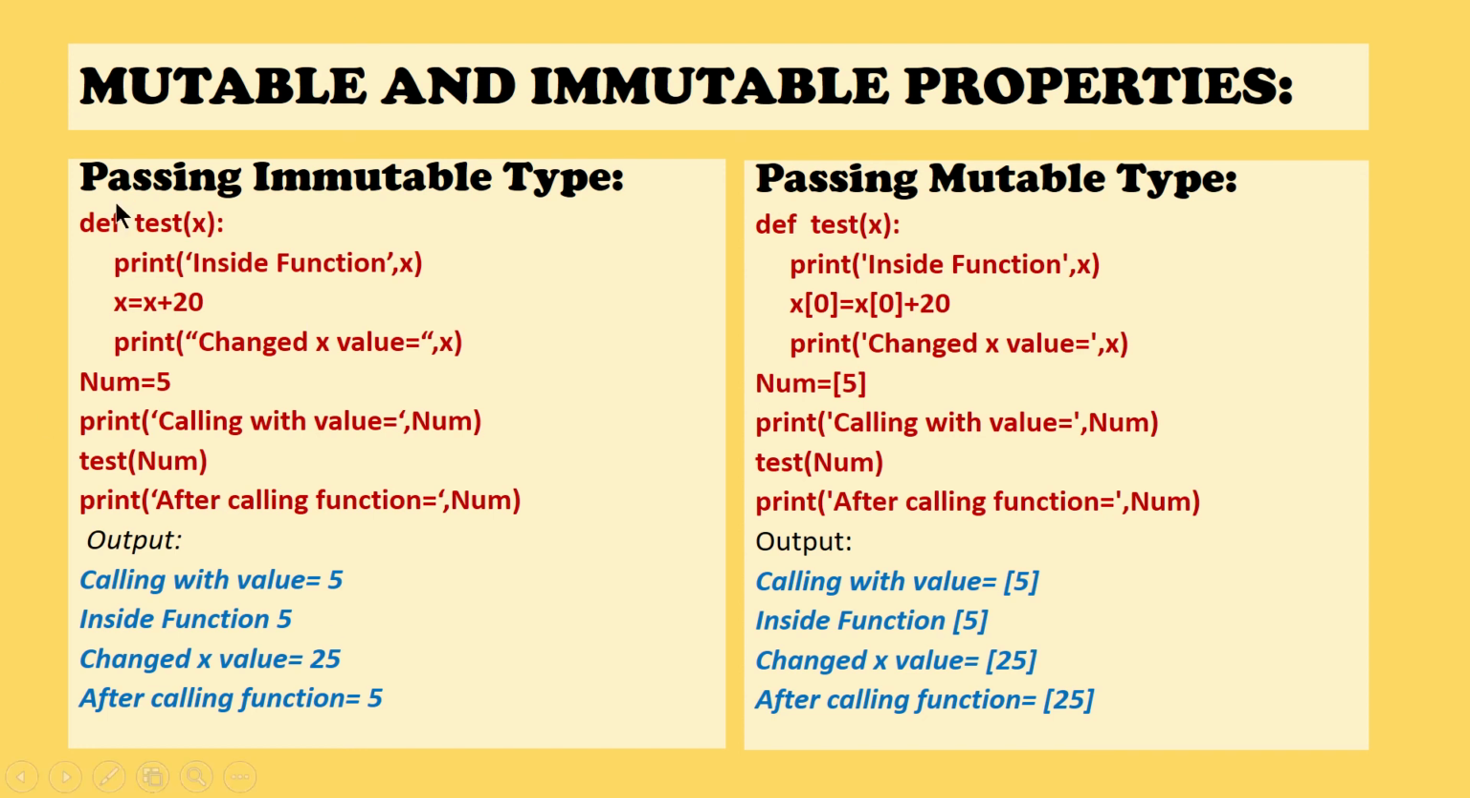Look at this particular example, passing an immutable type. There is a function which takes one parameter. Inside the function you are changing the value of it, and then you are printing the value. These are the statements at the top level. num is a variable declared at the top level, and it has been initialized with the value 5. Here you are printing the value of 5, test of num.